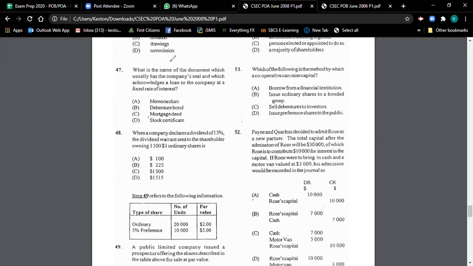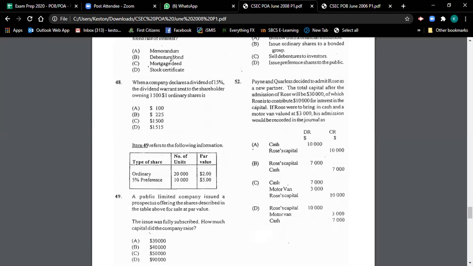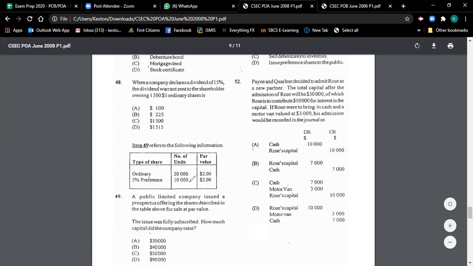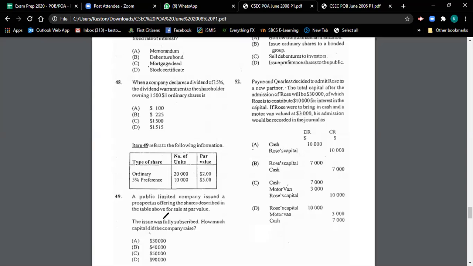49. The issue was fully subscribed. How much capital did the company raise? We have 20,000 shares at $2 each and 10,000 at $5 each. The issue was fully subscribed. How much did the company raise? 40,000 and 50,000. D is correct. 90,000.